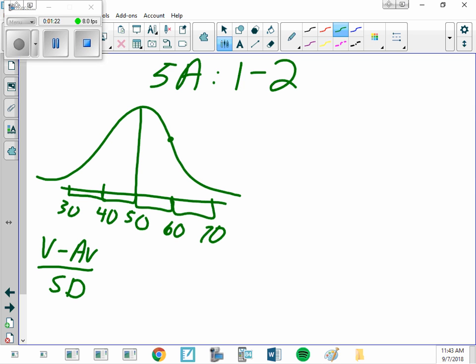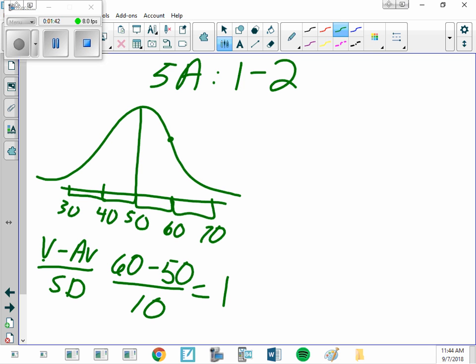So in this case, my value is 60. 60 minus my average, which is 50, and divide that by 10. 60 minus 50 is 10, divided by 10 is 1. What does that tell us about 60? It's 1 SD larger than the average.